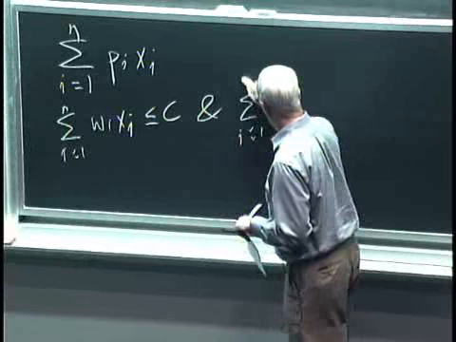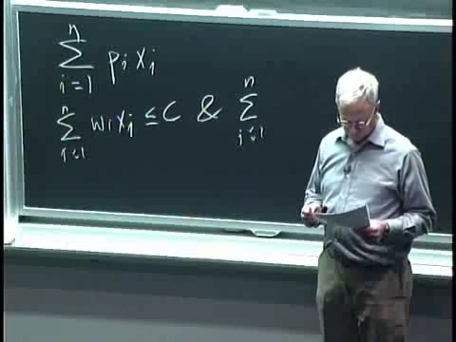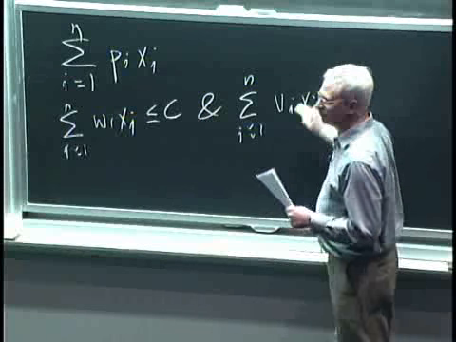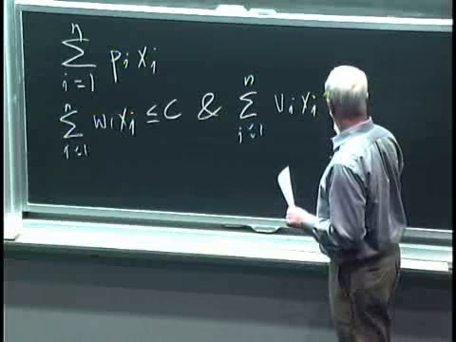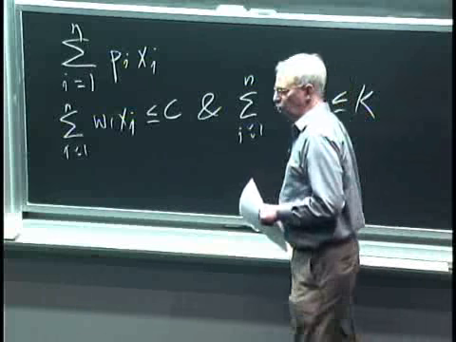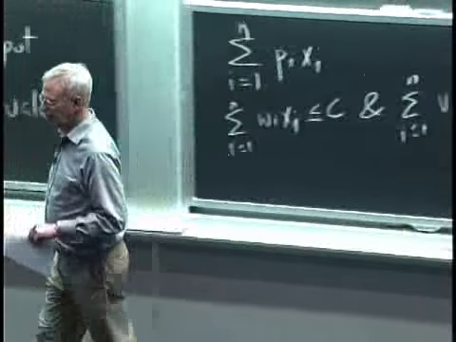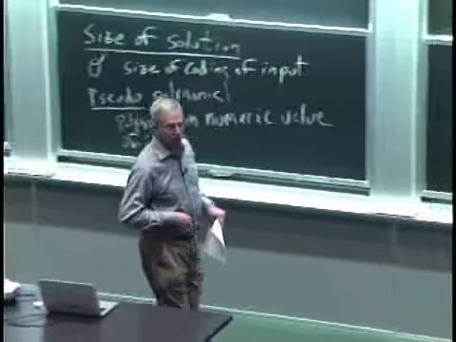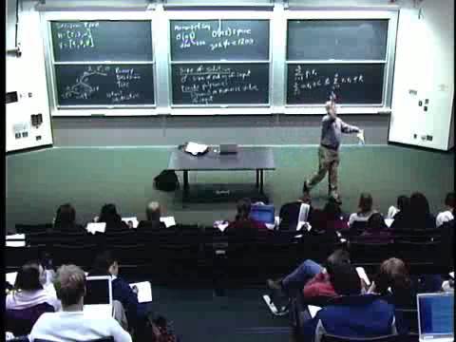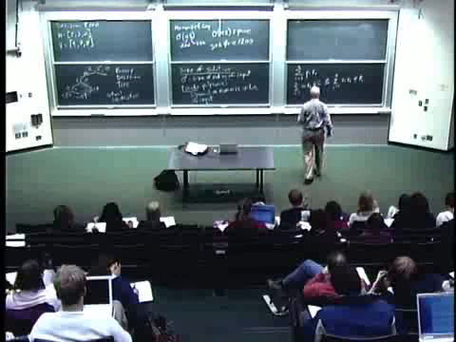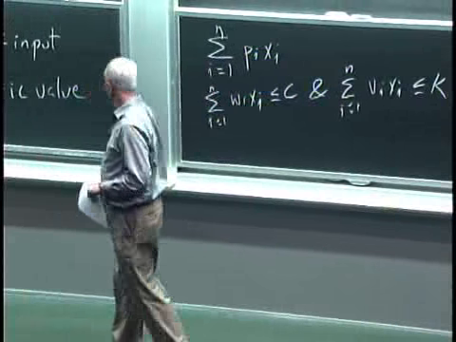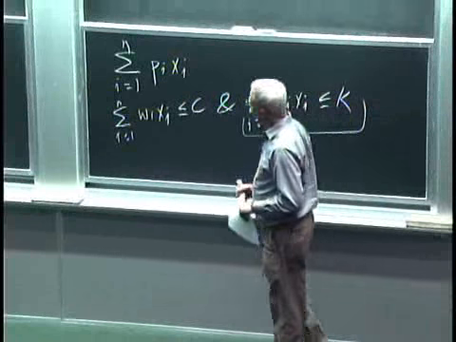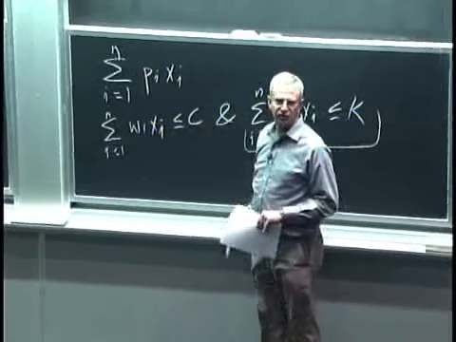Sum from i equals 1 to n, whatever you want to use for volume. Let's say v sub i, x sub i, is less than or equal to, we'll write k for the total allowable volume. Exactly. So the thing to notice here is it's actually quite a simple little change we've made. I've simply added this one extra constraint. The nice thing about thinking about it this way is it's easy to think about it.